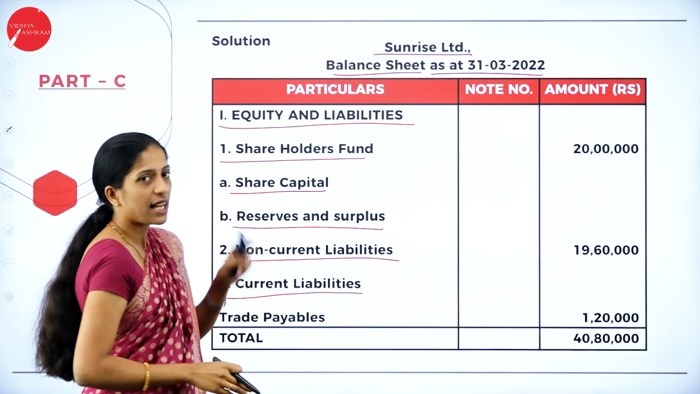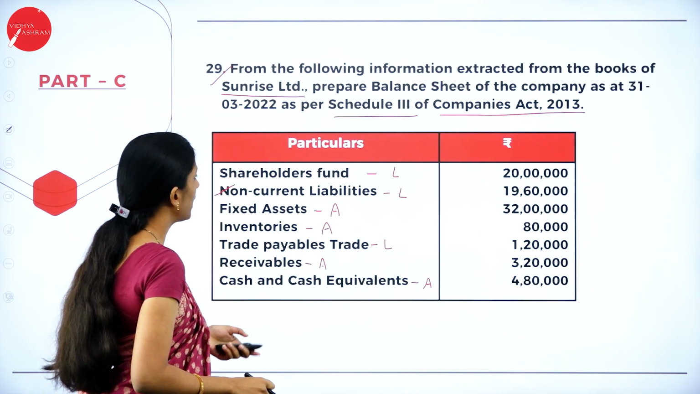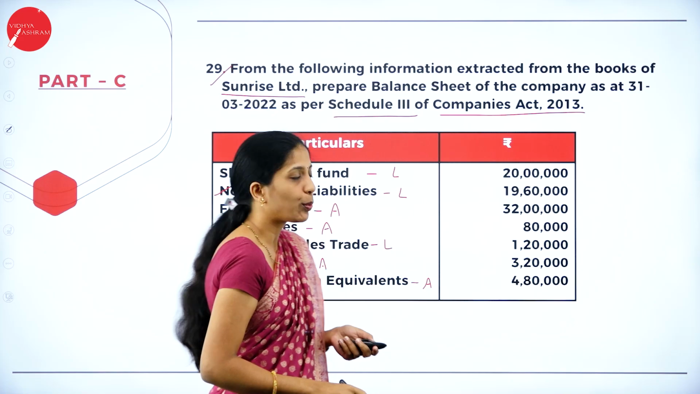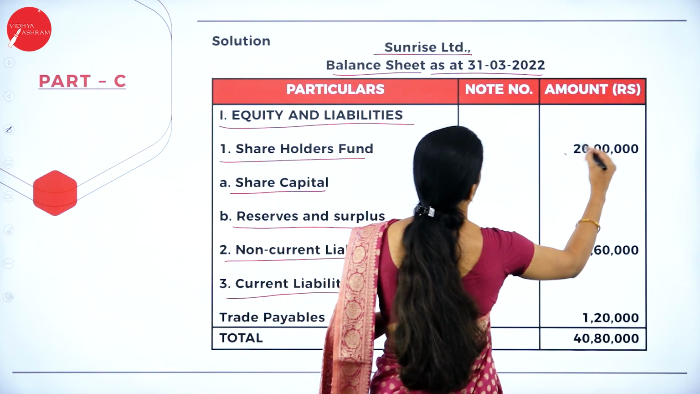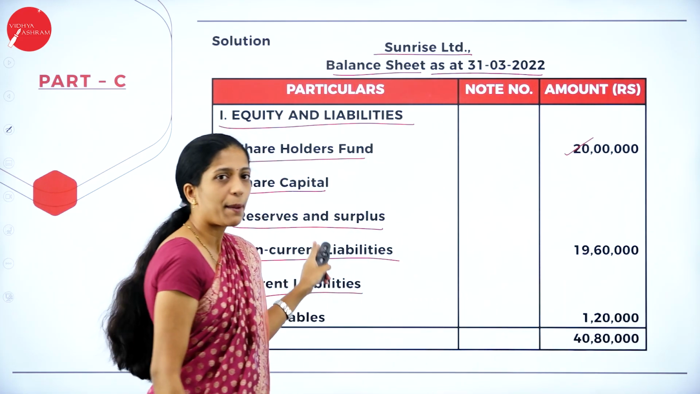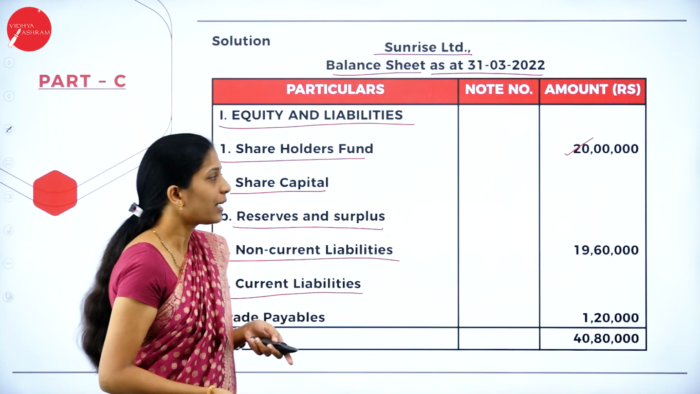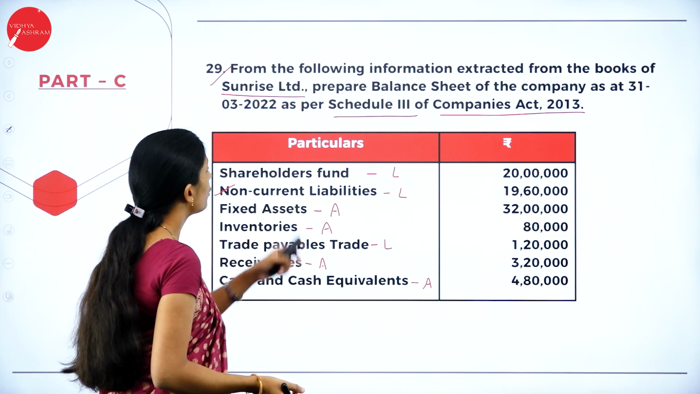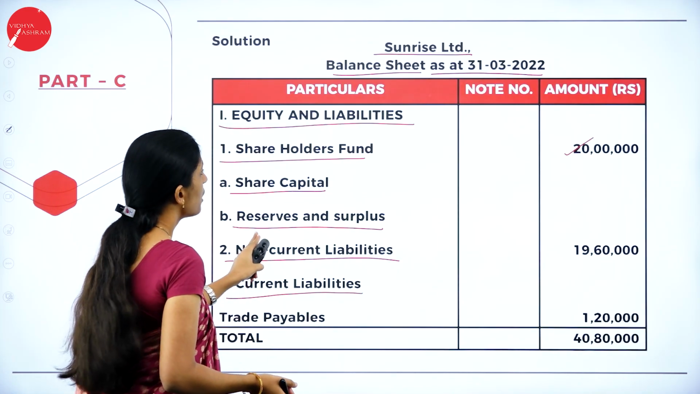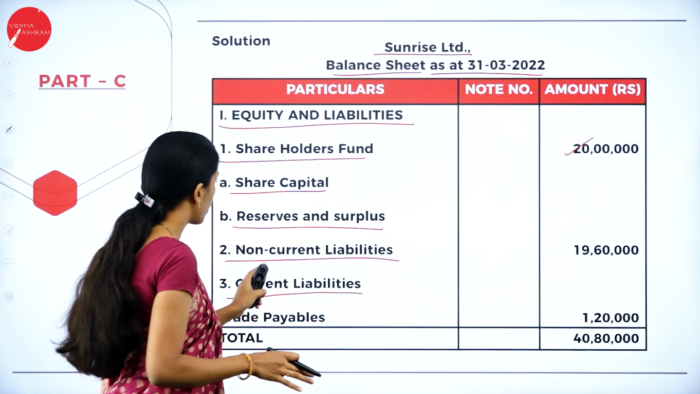Now, first heading is equity and liability. They have given shareholders fund directly, 20 lakh. So we shall take shareholders fund 20 lakh. Share capital, reserves and surplus, they have not given anything. So let it be blank. Next, what have they given? Non-current liability they have given. So reserves and surplus also they have not given.